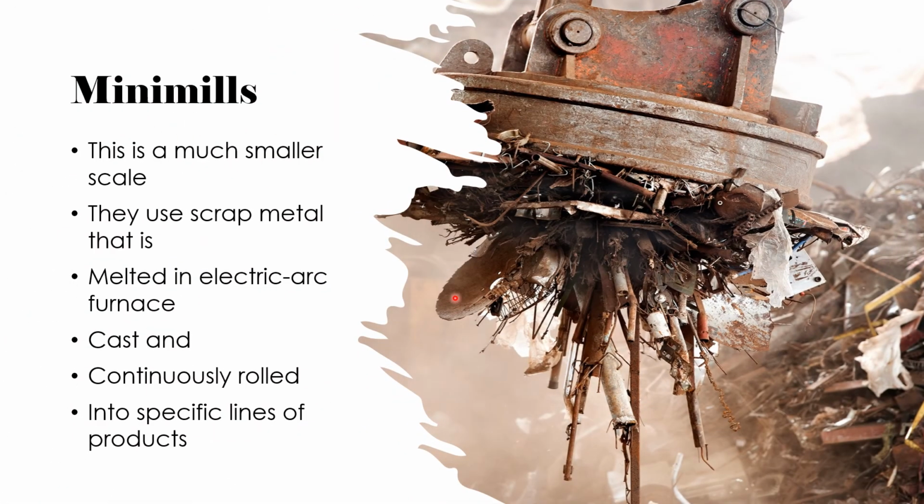Mini mills, so this is a much smaller scale, and they use scrap metals, and you melt all that scrap metal together in an electric arc furnace. Since this is a mini mill, you use an electric arc furnace instead of the big blast furnaces, and you cast, and then you continuously roll, and then you make different lines of products. Okay, so that wraps up metal rolling processes and equipment and all the key points that you need to know in this keynote lecture.